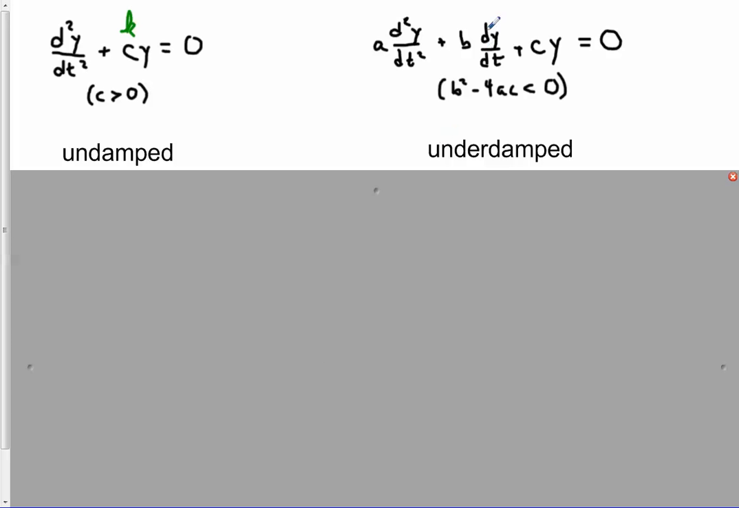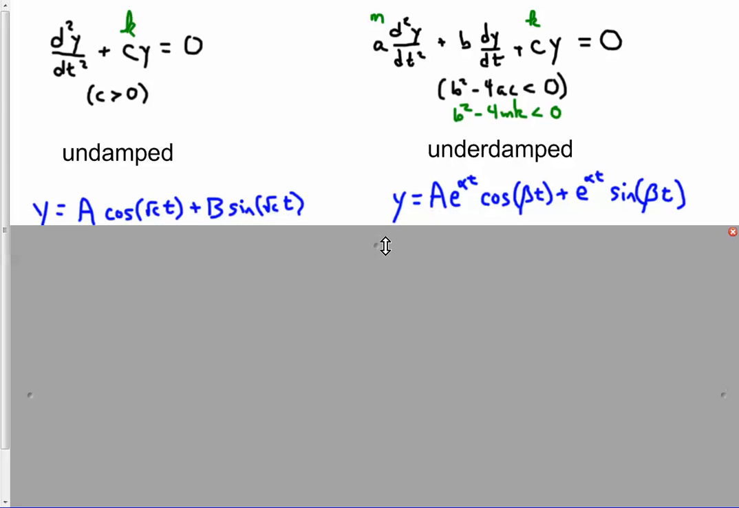Or maybe there is damping, there is a B, but it's underdamped, so that the B squared minus 4AC is negative. And again, in a mass on a spring, instead of A and C, we would have M and K. B is still B. So this would be B squared minus 4MK being negative, where M and K are positive. And if that's negative, that's called underdamped.